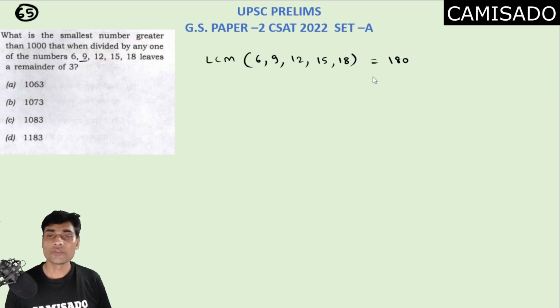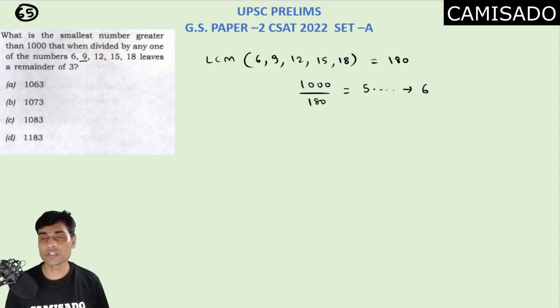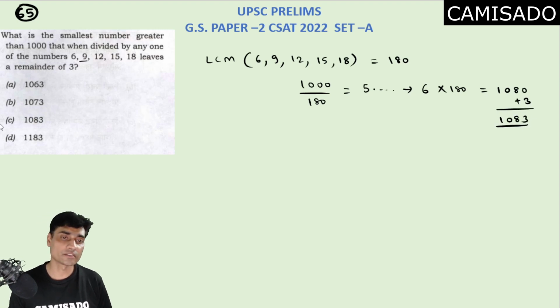Okay, now 180 is the LCM, and what is the smallest number greater than 1000? So we divide 1000 by 180 and it is approximately 5 point something. So we are taking it as 6 because the number should be greater than 1000. So 6 into 180 is 1080. It is a perfect division, but we need the remainder as 3. So add 3, the answer will be 1083. This is your correct answer, C1.